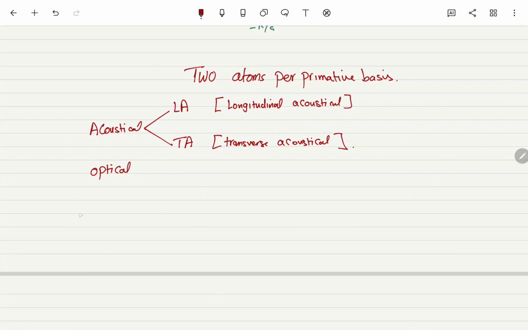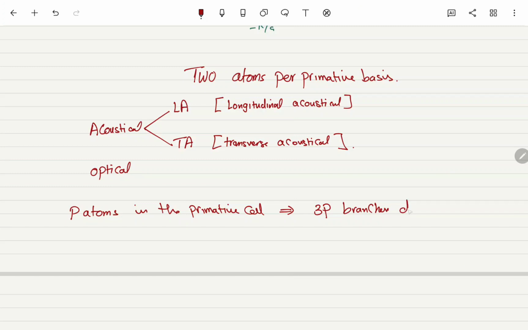Now, if we have p atoms in the primitive cell, therefore we will get 3p branches develop. Now, 3 of these 3p branches are acoustical branches, and the rest, which is 3p minus 3, are optical branches.